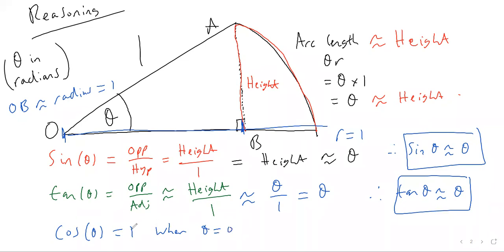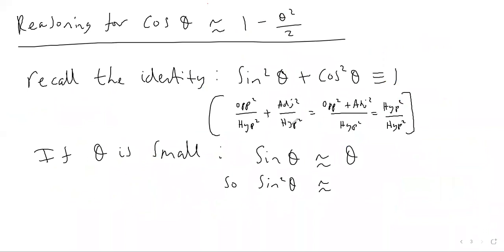But obviously, when it's not equal to 0, it's not the number 1. So we just want to get an approximation in terms of theta, rather than doing adjacent 1 divided by hypotenuse 1. We're going to try and get a proper approximation. So how can we do this? Well, there's a few ways we can do this, but this is one way. So cos theta is approximately 1 minus theta squared over 2. So let's try and prove why this is true.